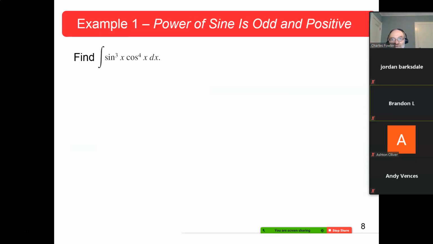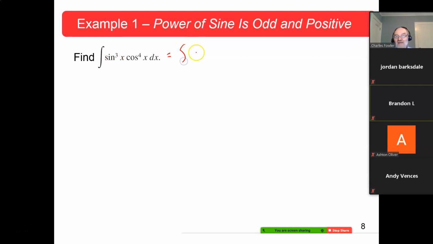So let's do this one. Now, what we're trying to do is integrate, if I can get my pen to show up, there it is. Sine cubed x cosine fourth x dx. Now, first thing you look for are either one of these odds. Yes, the 3 is odd. So let's break out one sine.